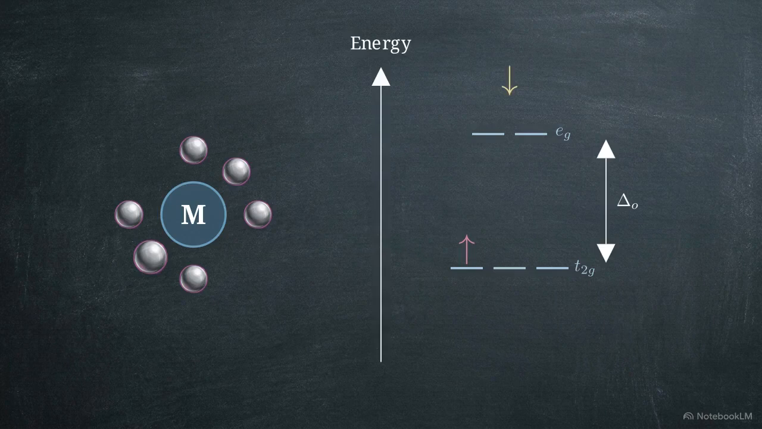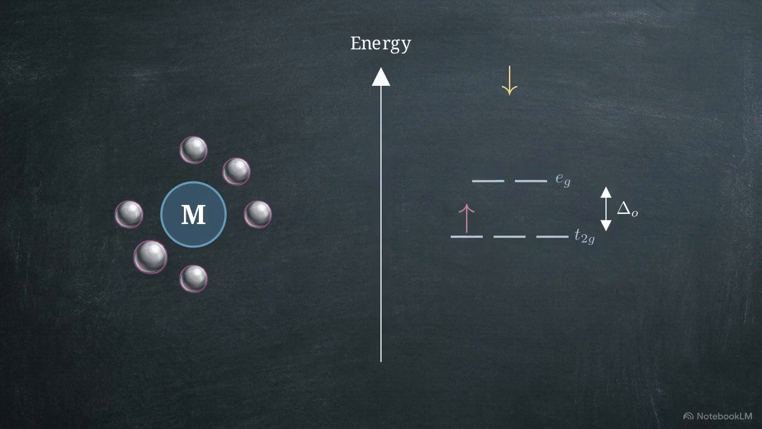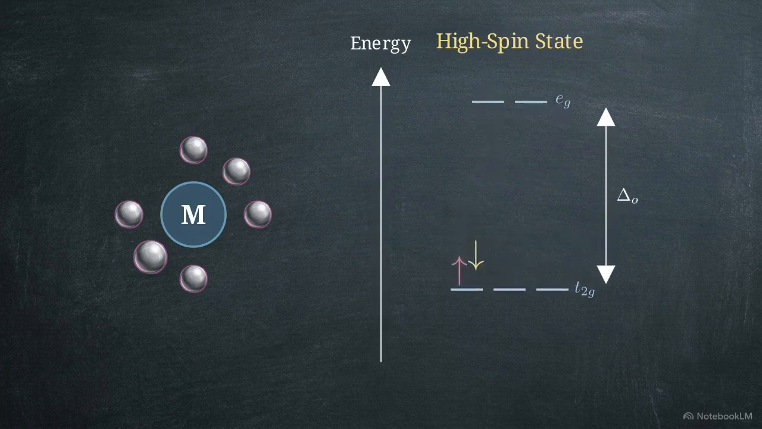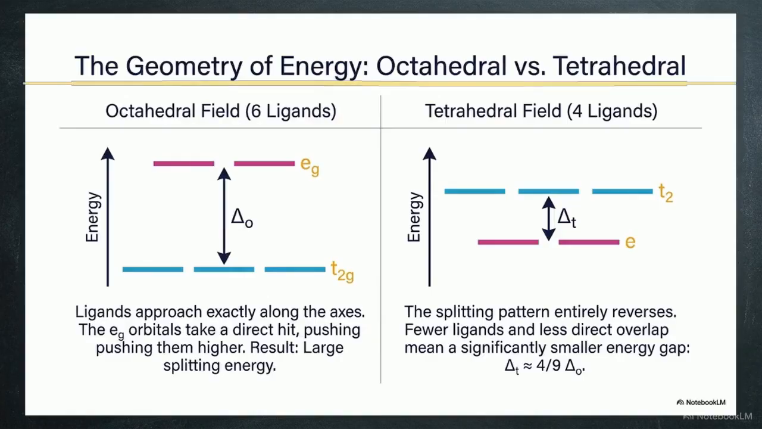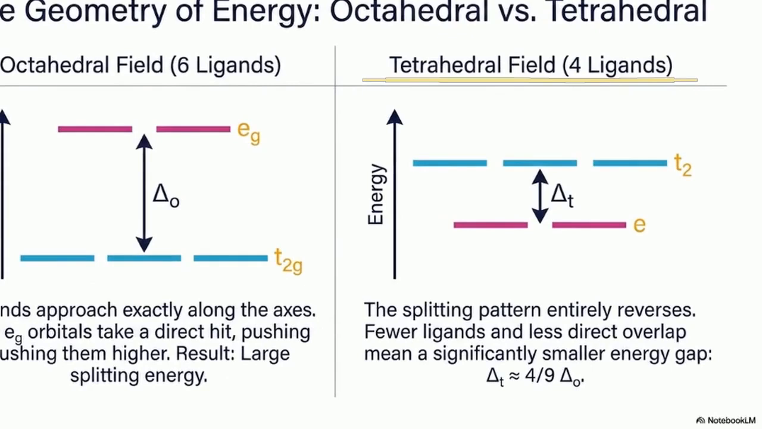The exact size of this created energy gap determines electron configuration. It dictates whether electrons remain unpaired, resulting in a high-spin magnetic state, or pair up in the lower levels to create a low-spin state. This side-by-side comparison proves energetic splitting depends entirely on spatial geometry. By reducing to 4 ligands in a tetrahedral layout, the splitting pattern reverses entirely. Fewer ligands and less direct overlap result in a significantly smaller energy gap.